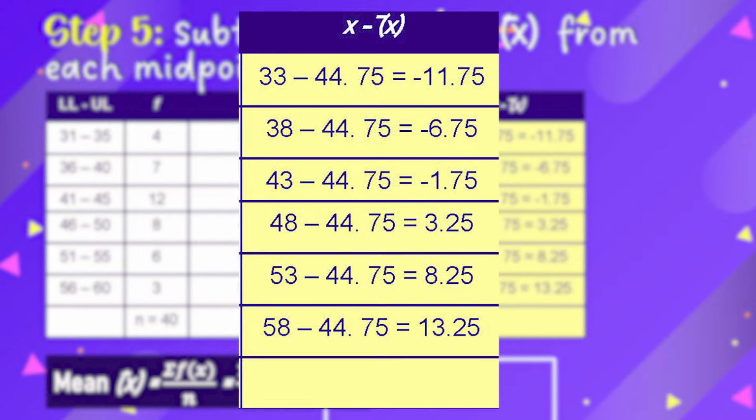33 minus 44.75 is equal to negative 11.75. Next is 38 minus 44.75 is equal to negative 6.75. Next is 43 minus 44.75 is equal to negative 1.75. Next is 48 minus 44.75 is equal to 3.25. Next is 53 minus 44.75 is equal to 8.25. And last, 58 minus 44.75 is equal to 13.25.